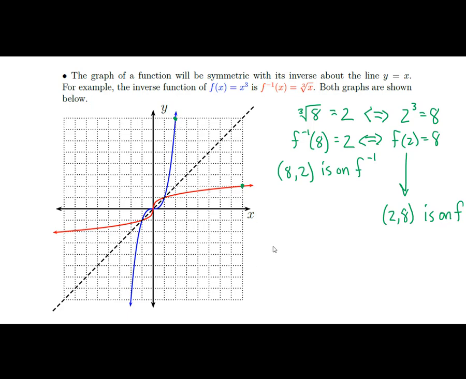So what we can say now is that if any particular point (a, b) is on F, then (b, a) is on the inverse. Then (b, a) is on the inverse, okay? And so essentially what you're doing is you're just swapping the x and y values on the graph.